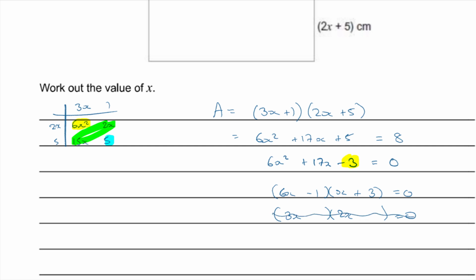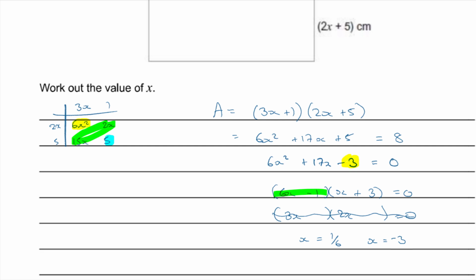So it's 6x minus 1, x plus 3 is equal to 0. So then take one bracket at a time, make it equal to 0, see what the value of x is. So if 6x minus 1 is equal to 0, then 6x is going to be 1, x is going to be 1/6, and if x plus 3 is equal to 0, then x is going to be minus 3. Okay. Now those two numbers are definitely solutions to that equation that we had, but both of them are not solutions to the problem.